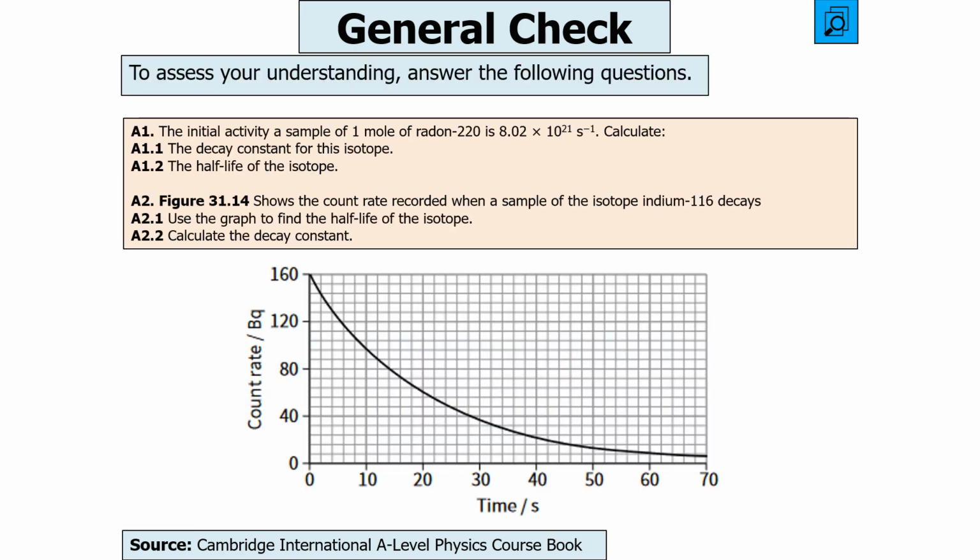The next question says the initial activity of a sample of 1 mole of Radon 220 is 8.02 times 10 to the 21 seconds to the minus 1. Calculate the decay constant for this isotope and the half-life for this isotope. The figure below shows the count rate recorded when the sample of the isotope indium-116 decays. Use the graph to find the half-life of the isotope and calculate the decay constant. So pause the video now, then unpause the video when you want to go through your answer.